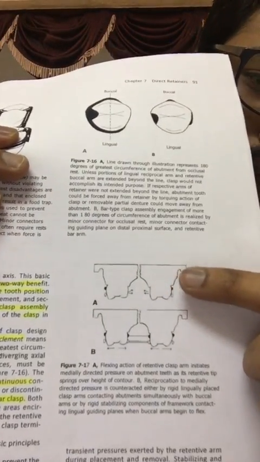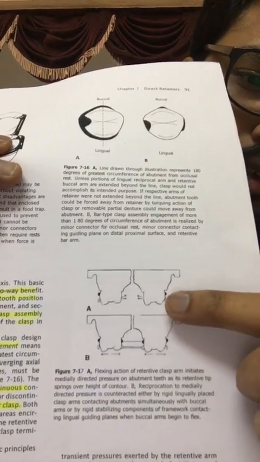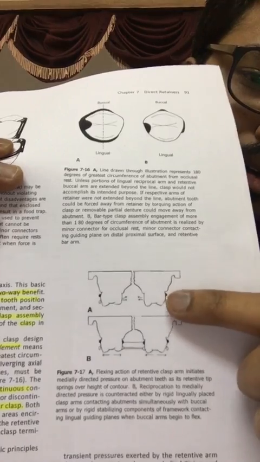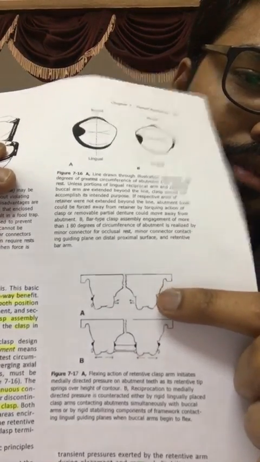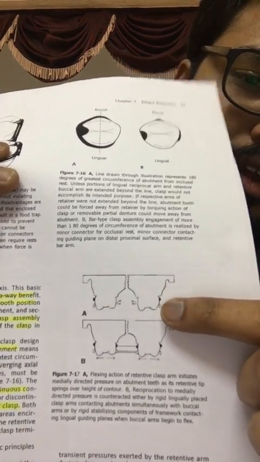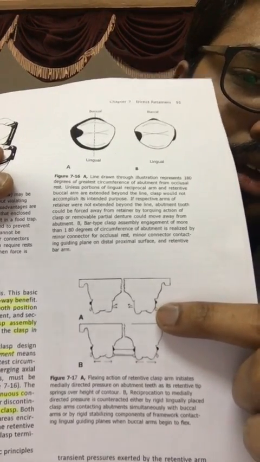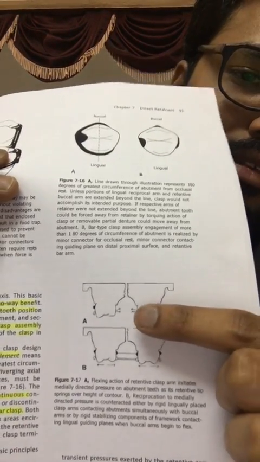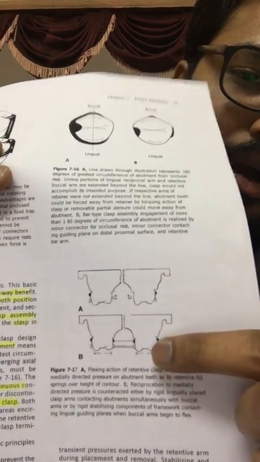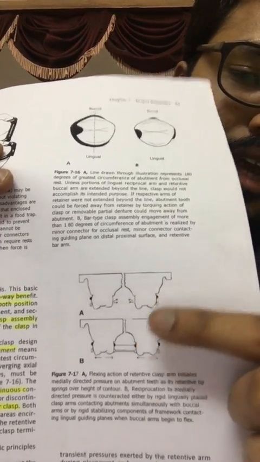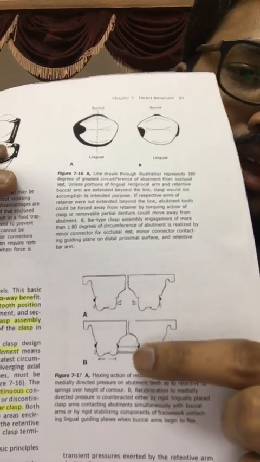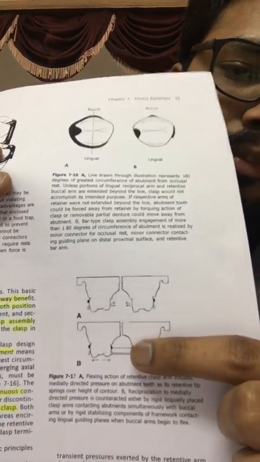So in this top diagram, look at my pointer, the finger where I'm pointing towards. This is the buccal side. Here we have a retentive arm, right? And this is the lingual side. So this is the buccal side, this is the lingual side. On the buccal side we have a retentive arm, on the lingual side we have a reciprocal arm, right?